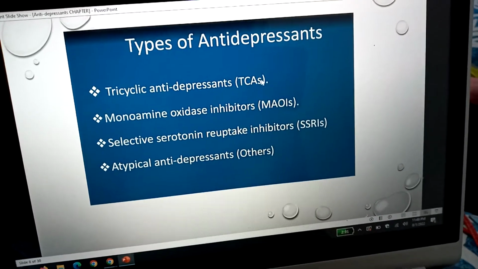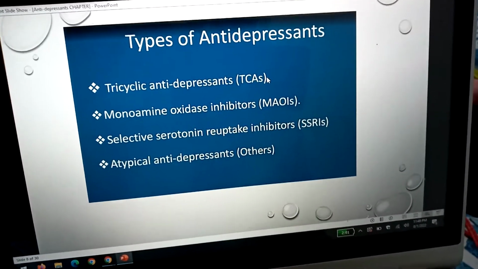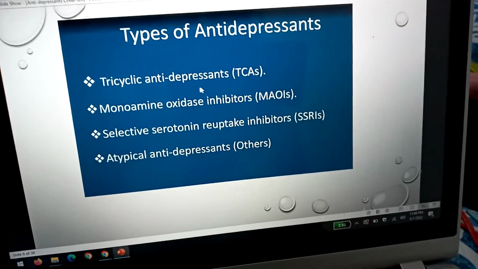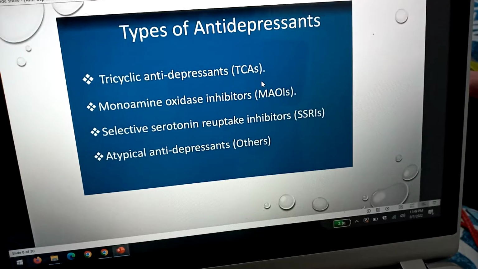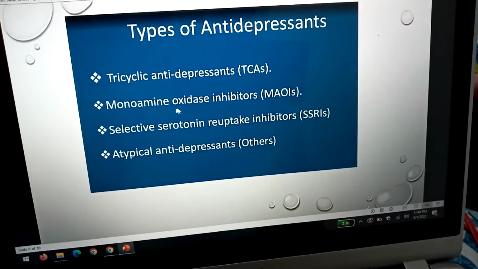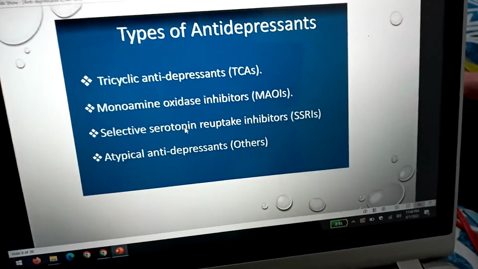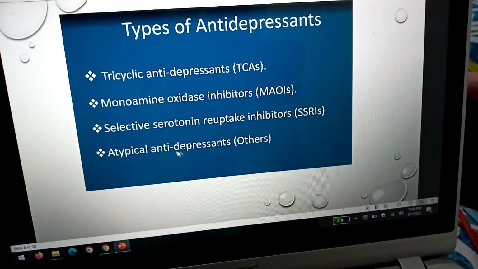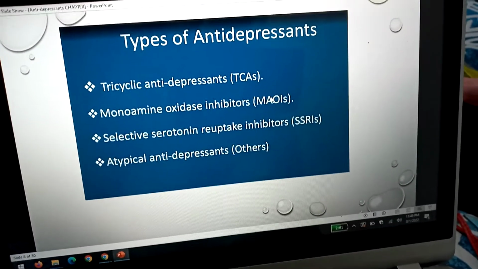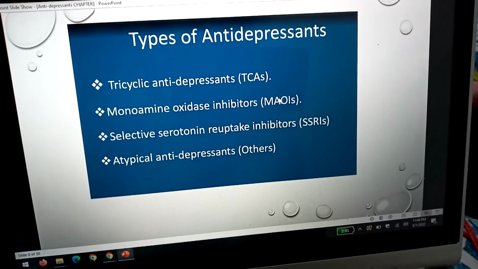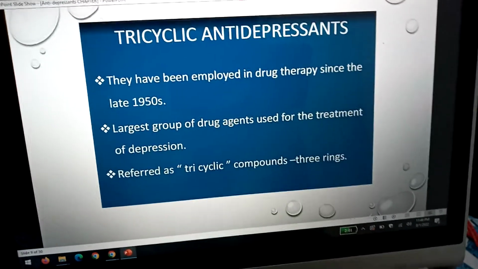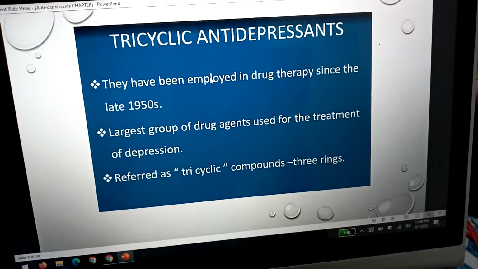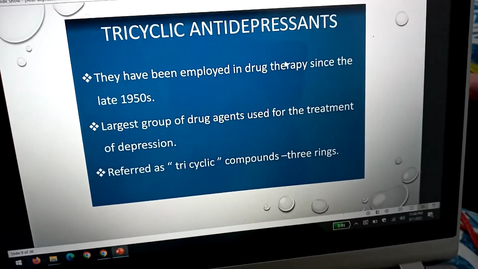Now moving towards the types of antidepressants. Majorly tricyclic antidepressants, abbreviated as TCAs, monoamine oxidase inhibitors, selective serotonin reuptake inhibitors, SSRIs, and atypical antidepressants are used and recommended by your doctor. Now in this video we will only be studying about tricyclic antidepressants.